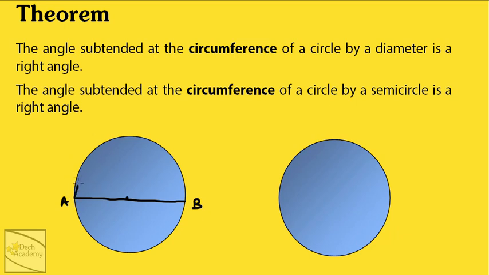So it can subtend an angle at this point P1. This is an angle. It can also subtend an angle at this point P2. So let me just mark out the center. It can also subtend an angle at this point P3.